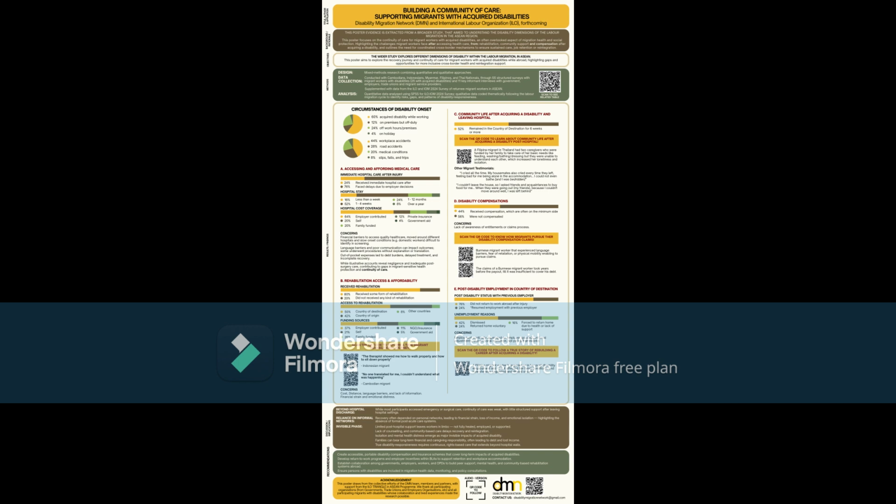The poster has a creamy brown and pale colour scheme and is divided into several distinct sections with charts and text. I will now describe the layout and read all the content. At the very top, the title is in large, bold letters: Building a Community of Care, Supporting Migrants with Acquired Disabilities. Below that, the authors are listed as the Disability Migration Network, or DMN, and the International Labour Organization, or ILO, and it says the work is forthcoming.